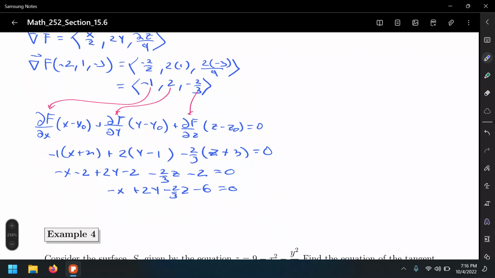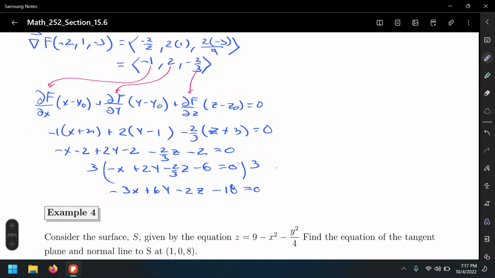From here we have a couple of options. We can multiply both sides of the equation by 3, so we don't get this rational coefficient. That's an okay move. So this will be negative 3x plus 6y, minus 2z, and 6 times 3 is a negative 18, equals 0. Or we can move the 18 to the right-hand side: negative 3x plus 6y minus 2z equals 18. So that's the equation of the plane.